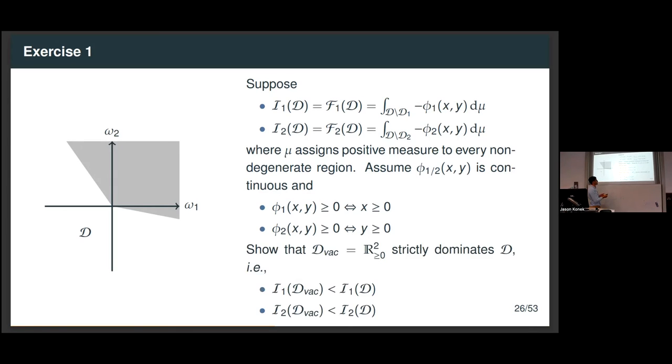And what I want you to show, and you can do this just by looking at the graph, is that the vacuous set of almost desirable gambles, that is the set that just contains the positive orthant, strictly dominates this set of desirable gambles. It's guaranteed to be better. It'll take a few minutes, just talk amongst yourselves. It will be pretty straightforward probably, but make sure you understand why that's the case.